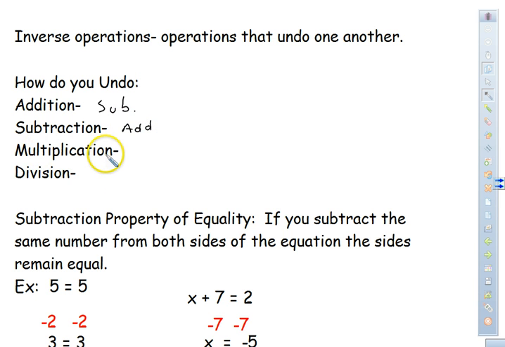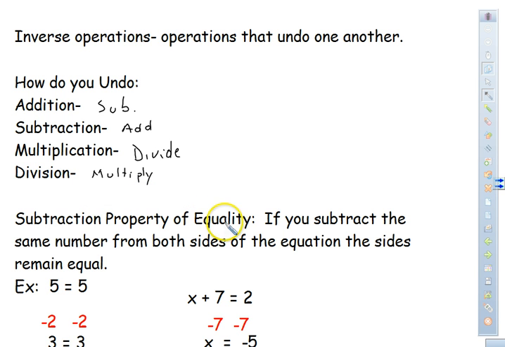How would you undo multiplication? You would divide. How would you undo division? You would multiply. Okay? So, inverse operation is undoing. Okay? It is doing the opposite.